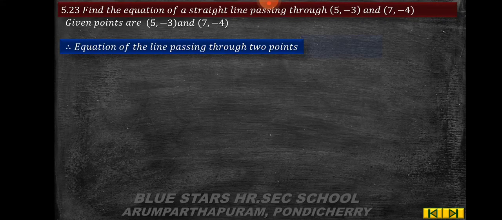We know the formula. Equation of the line passing through 2 points is (y minus y1) divided by (y2 minus y1), which is equal to (x minus x1) divided by (x2 minus x1). So here the two coordinates are given. The first point (5, minus 3) is (x1, y1) and (7, minus 4) is nothing but (x2, y2). So you just substitute the given coordinates in the formula.